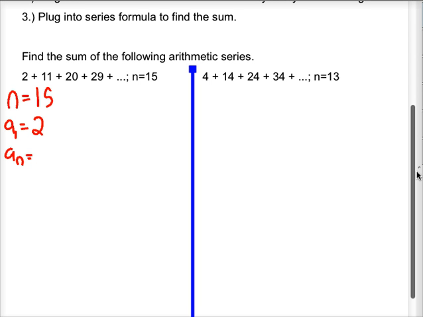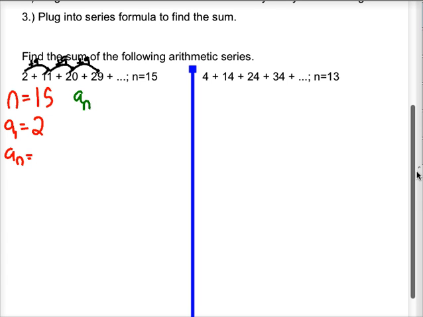So that means I'm going to need my explicit formula. Well, to use my explicit formula, I need to know what I'm adding every time. So if I look between my terms, I think it's pretty easy to see that I'm adding 9 every time. So let's use my explicit formula to find that future term.